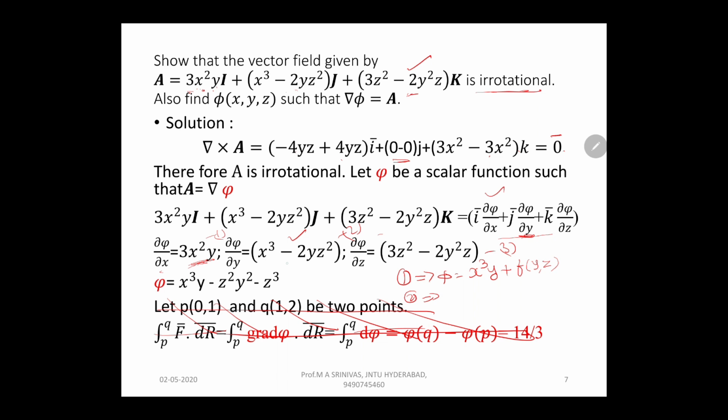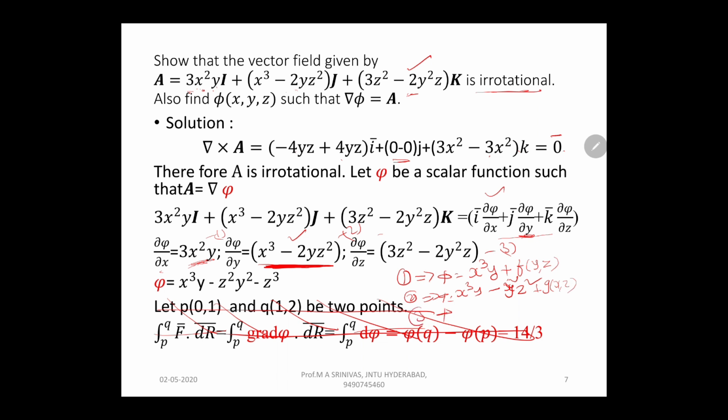From the second equation, you need to integrate this with respect to y. The integral of x cube with respect to y is x cube y. And the integral of y is y square by 2, the 2 and 2 get cancelled, minus y square z square, plus a constant of integration which will be some function of x and z.